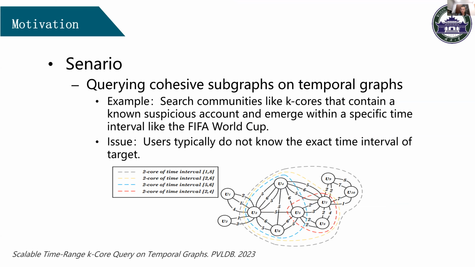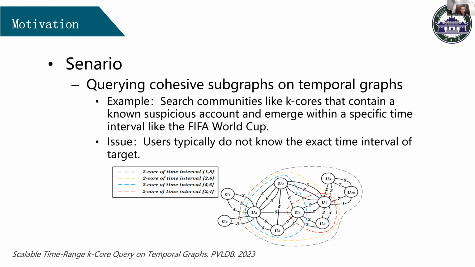Let's first look into the motivation of this paper. Discovering communities or cohesive subgraphs from temporal graphs has great value in many application scenarios. For example, in applications such as anti-money laundering, we would like to search communities like K-cores that contain a known suspicious account and emerge within a specific time interval, like the FIFA World Cup.